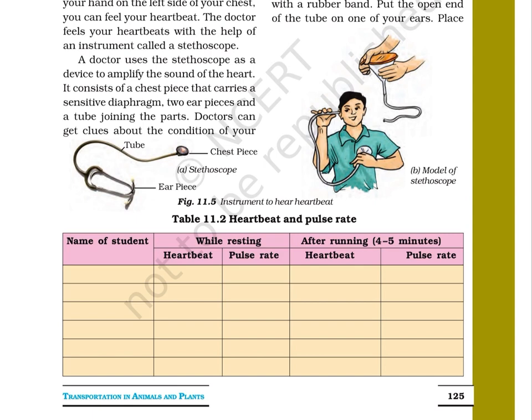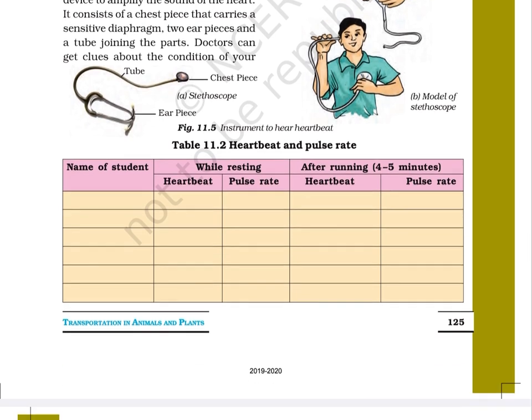Table 11.2 Heartbeat and pulse rate. There is a table given here. In this table, there are 3 columns and 6 rows. The first column has name of student. In the second column, you have to fill in while resting the heartbeat and pulse rate. In the third column, you have to fill in the heartbeat and pulse rate after running 4 to 5 minutes.